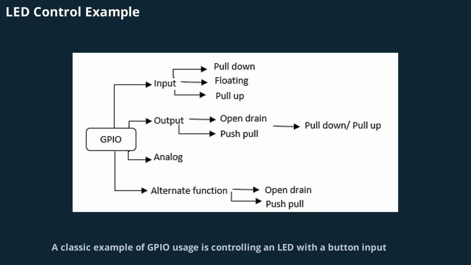A classic example of GPIO usage is controlling an LED with a button input. By configuring the appropriate pins as output for the LED and input for the button, firmware can toggle the LED state based on button presses. Debouncing logic ensures that only intentional presses are registered. This simple example demonstrates the power and flexibility of GPIO in embedded applications.